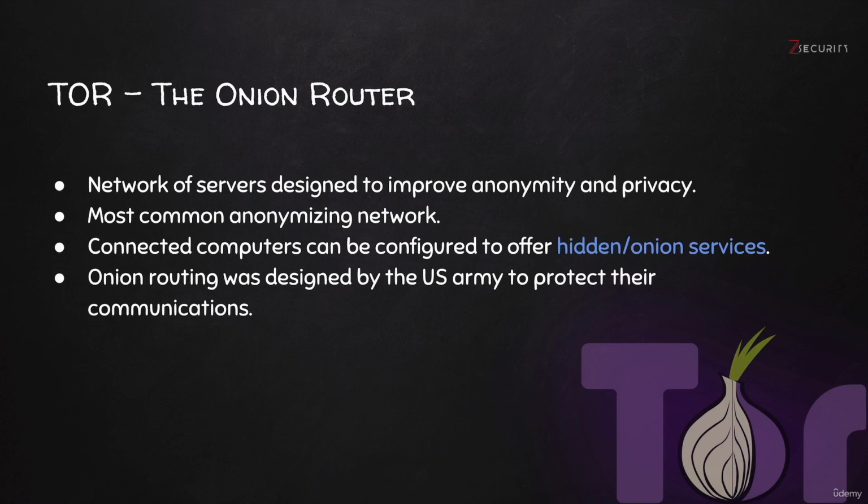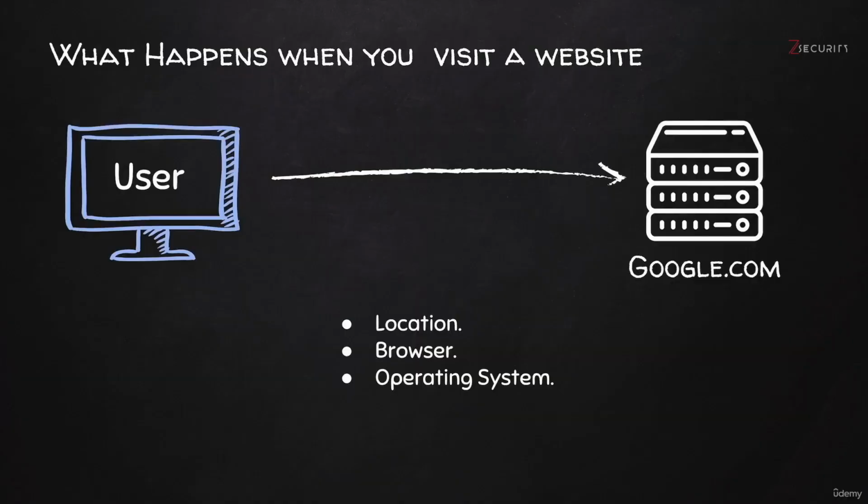So why you might want to do that? Well, let's see what happens when you connect to a website. So let's say, for example, you open your browser and you navigate to google.com or facebook.com. By default, without really doing or trying anything, these websites will be able to see your location, your browser version, your operating system, and much more information. And it doesn't stop there.